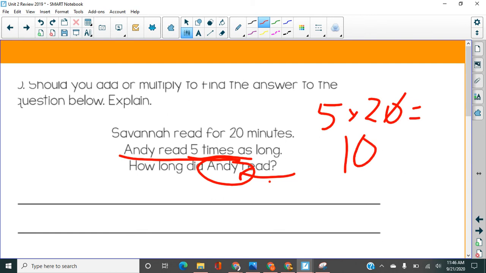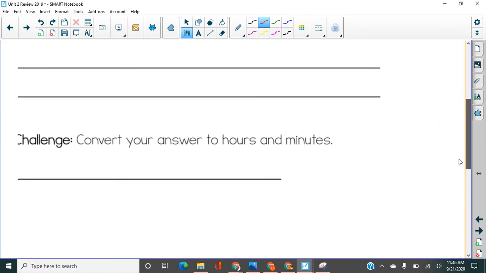5 times 2 is 10. And now I need to put that 0 back. 100 minutes. Wow. He was rocking. He must have had a really, really good book. Remember, sometimes it'll be an adding question. If it had said Andy read 5 minutes more than Savannah, then he would have read 25 minutes. But this one is done like that.